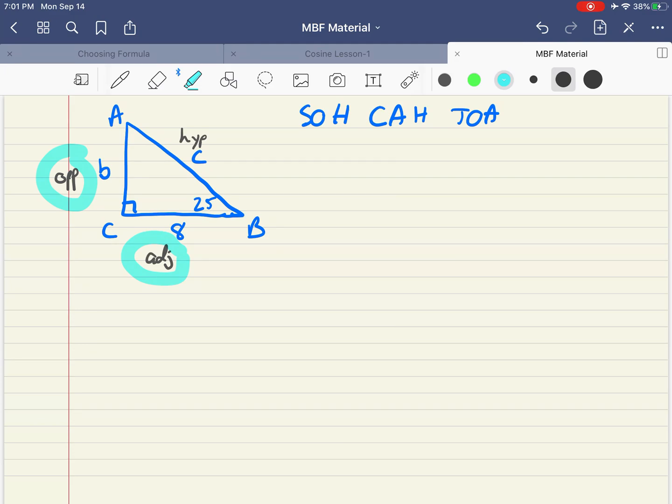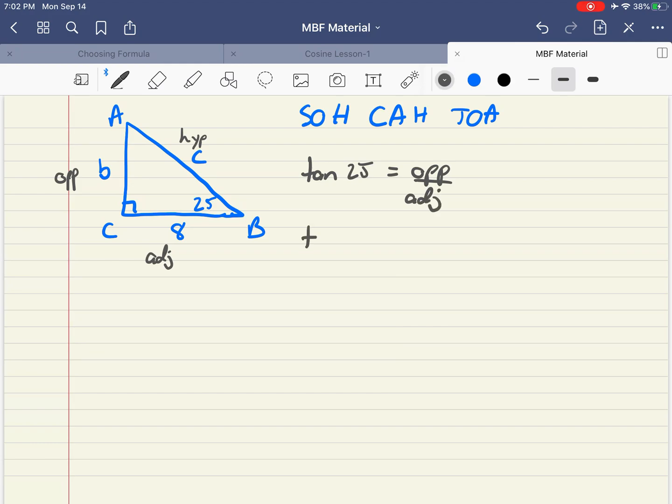So then I've got to figure out what primary trig ratio has O and A in it. And it's actually tan. O and A. So that's the formula I'm going to use to solve this. So I'm going to write tan, oops, I should have done blue. That's okay though. Tan 25 equals opposite over adjacent. So tan 25 is going to equal my opposite, which is b, and my adjacent is 8.